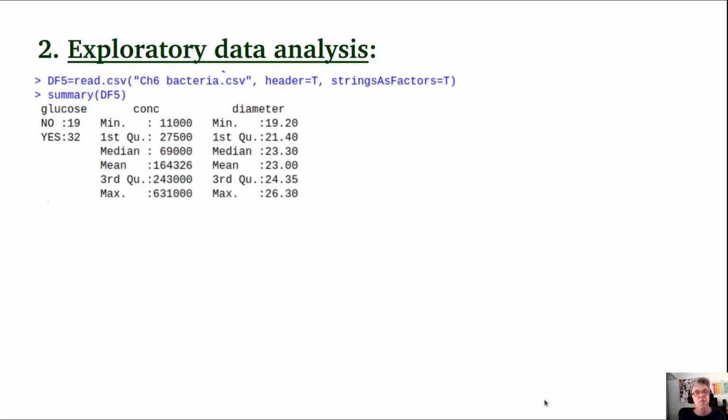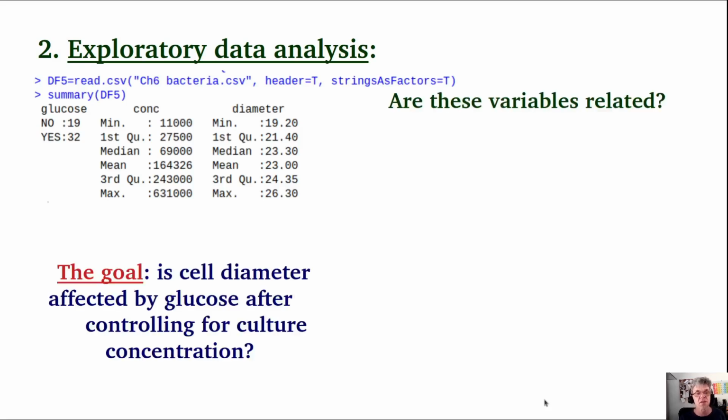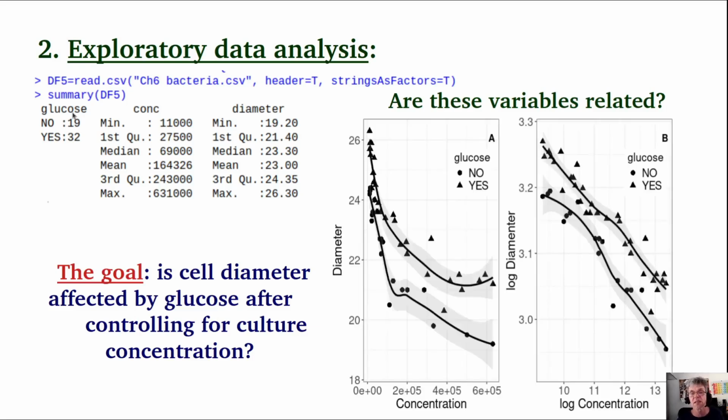So let's import the data. The goal is to analyze whether the size of the cell, the diameter of bacterial cells, is affected by glucose after controlling for the culture concentration. So we have three variables: diameter, which is the response variable, concentration, which is a numerical explanatory variable, and glucose, yes or no, which is a categorical explanatory variable. The first question is whether these variables are related.